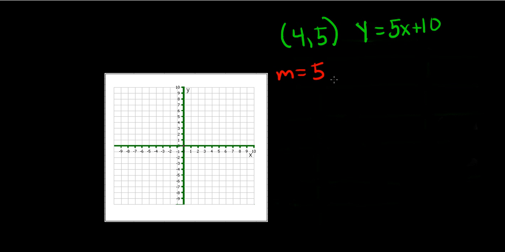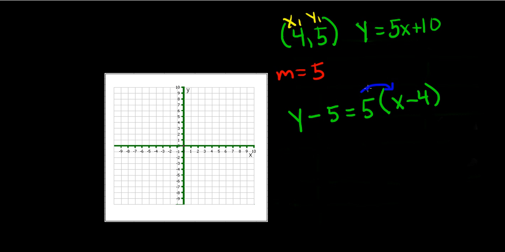Now we're going to start by writing the equation in point-slope form. So y minus y1, which in this case is 5, equals the slope, which is 5, parentheses, x minus x1, which in this case is 4. Now we want to bring this into slope-intercept form. So let's start by distributing the 5. 5 times x is going to be 5x. 5 times negative 4 is going to be negative 20.